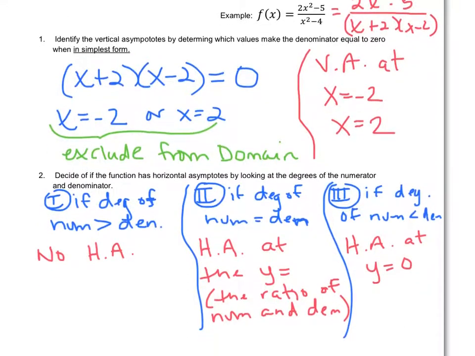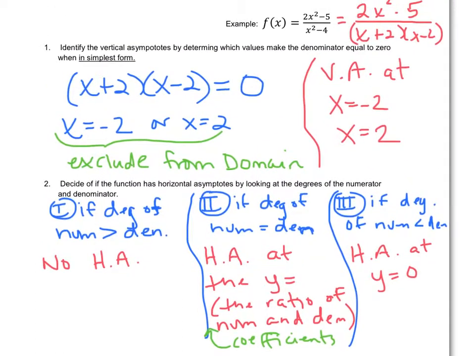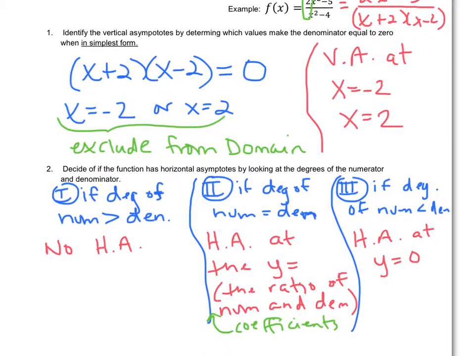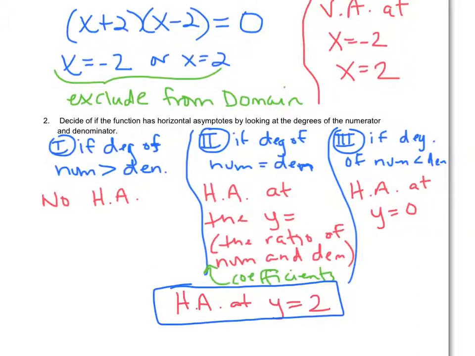Okay, so when I look at the coefficients, maybe let me just clarify here. It's the ratio of the coefficients of the highest power in the numerator and the denominator. My coefficients would be this 2 over 1. So in this case, this one right here has a horizontal asymptote at y equals 2. So it's that ratio, and that's if my degrees on the top and the bottom are both equal.